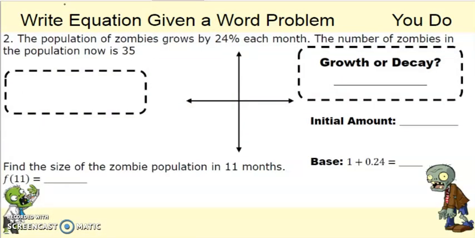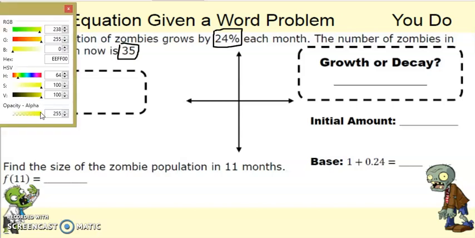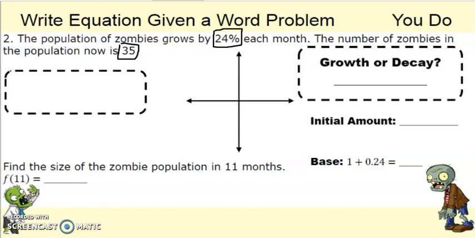Let's look at another one. The population of zombies grows by 24% each month. The number of zombies in the population is now 35. Our first step, box the numbers, 24% and 35. Next, we want to highlight the important keywords. So we have grows, and then now. So it grows, so that is a growth.